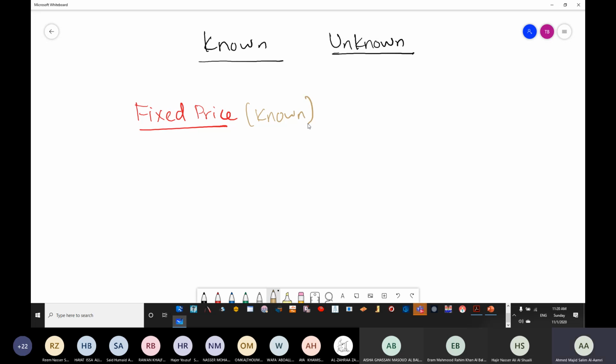Okay. Now going for the second one, we have cost plus fee. Cost, is it known or unknown? Do you know the cost, or will you only know the cost when the project is finished? When I say actual cost, will the actual cost be known before, or only known after the project is completed?